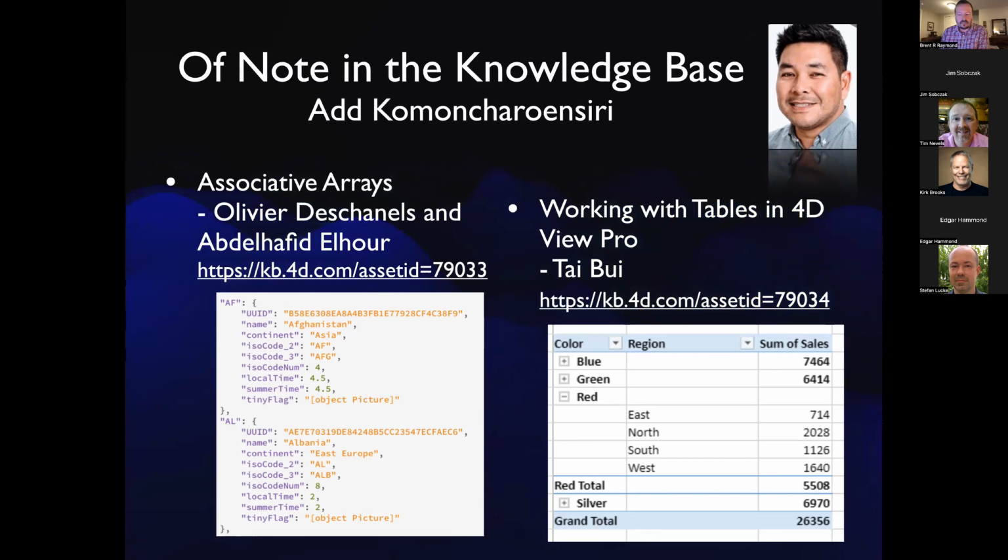So for this time, I'm going to highlight two tech notes from October. The first tech note is titled Associative Arrays. This tech note was written by Olivier Deschanel's team. Hafid is one of the guys that helped produce this tech note.